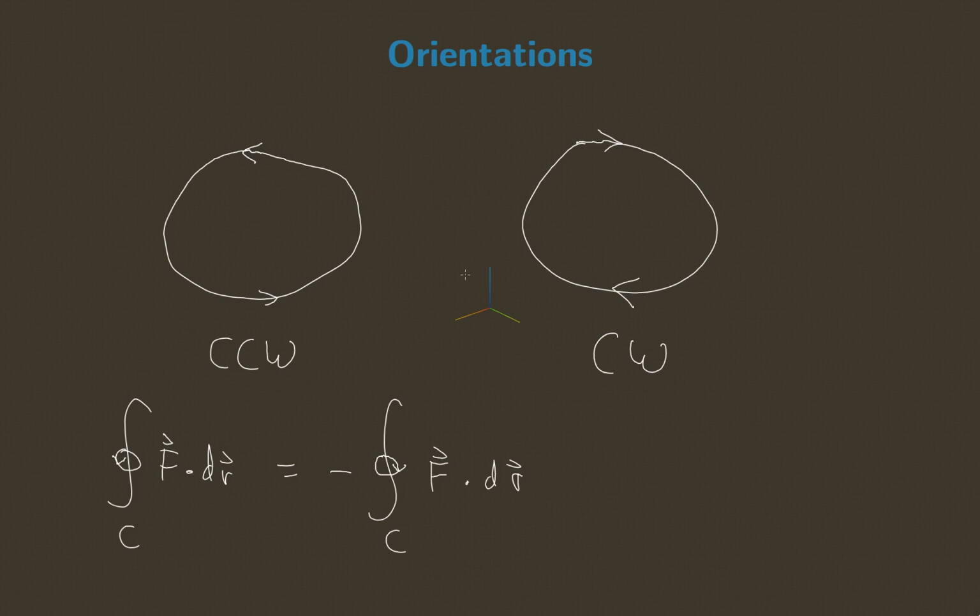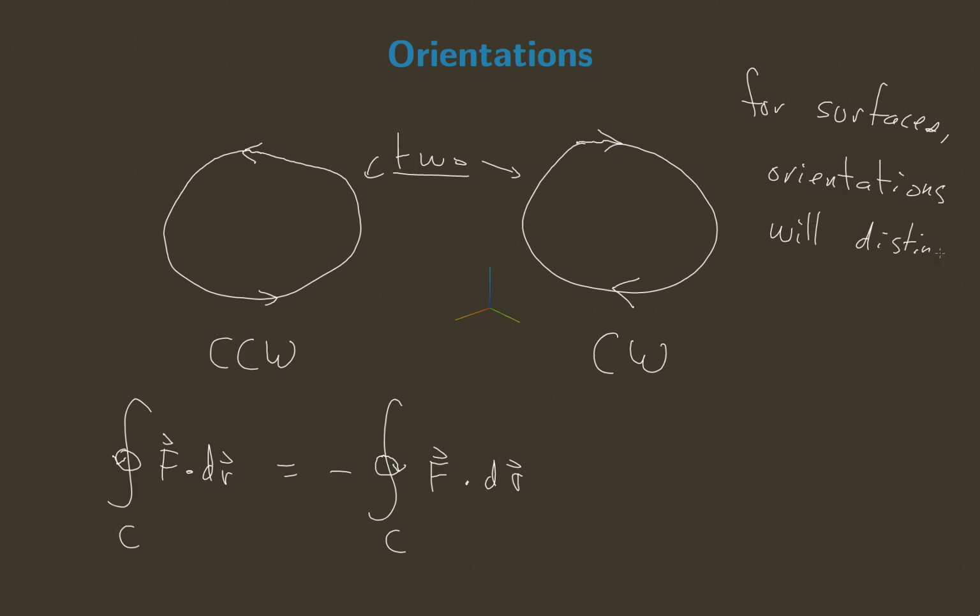So we're going to do something similar for surfaces. It's not immediately obvious that, going from one dimension, where there's exactly two orientations, to higher dimensions, that would still hold, but it is still true. So for surfaces, orientations will, in some sense, distinguish inside or outside.